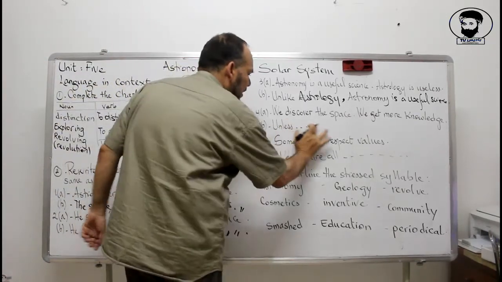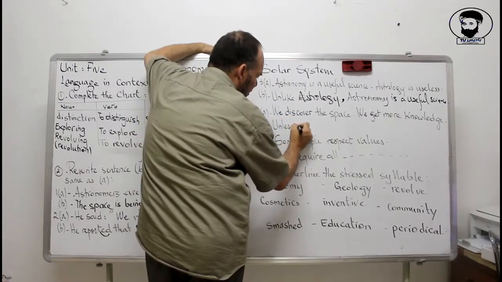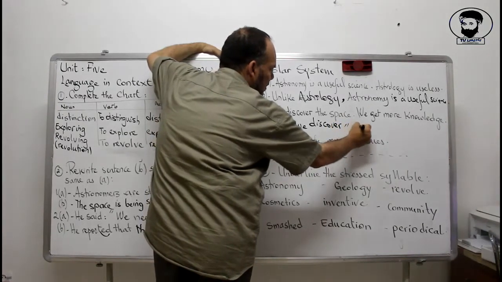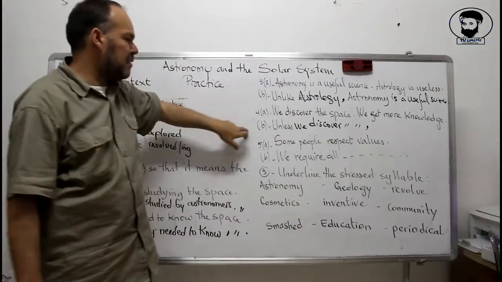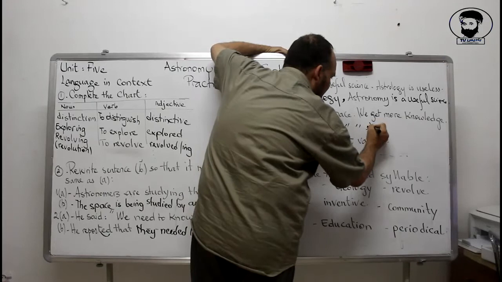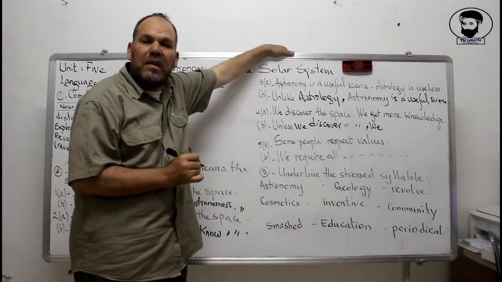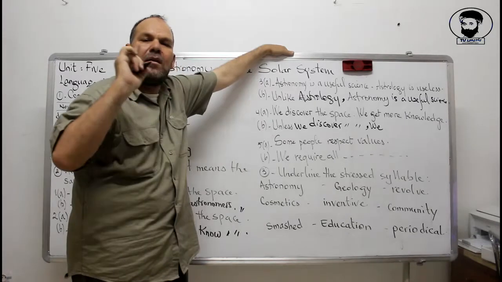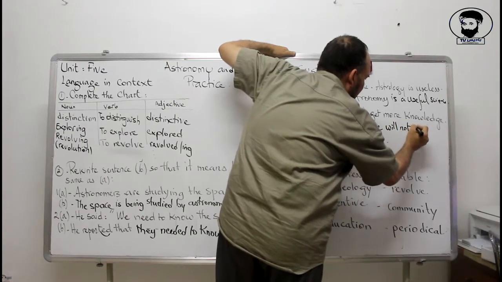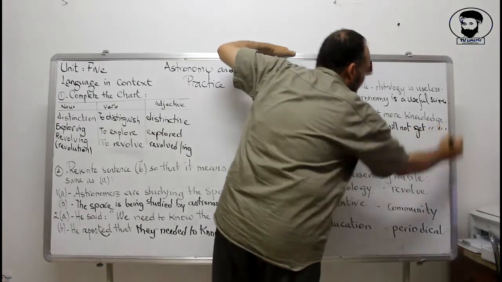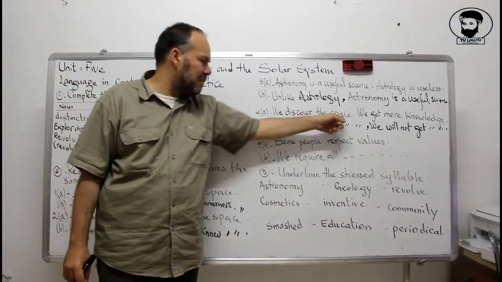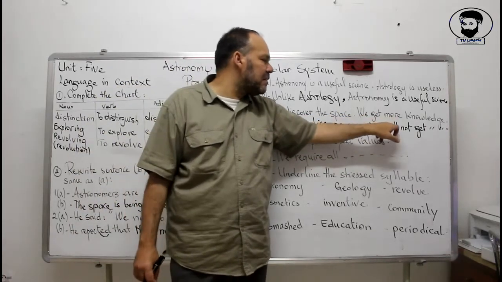So, unless we discover the space, comma, unless we discover the space, let's say what? We will not. We will not get more knowledge. This is the form of unless. So, unless we discover the space, comma, we will not get.